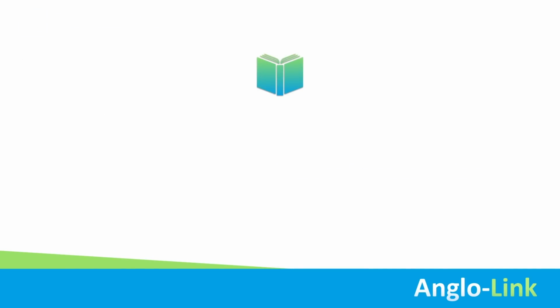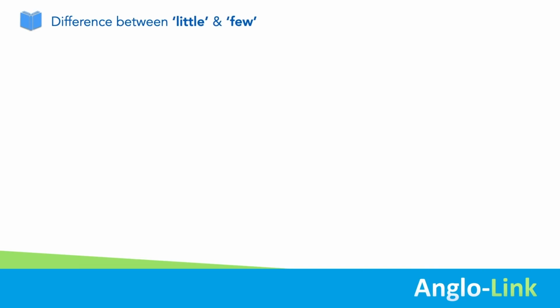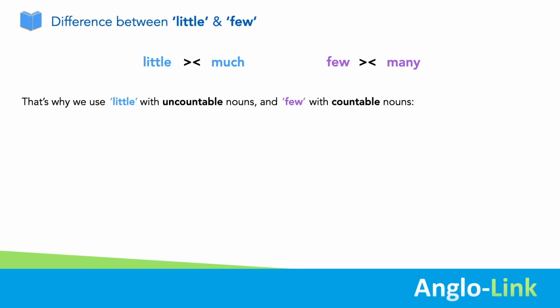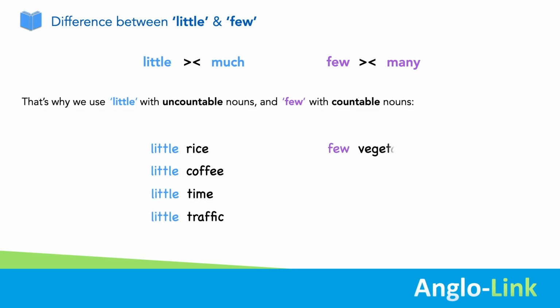Okay, let's find out why these are the correct sentences, by first of all looking at the difference between little and few. Little is the opposite of much. Few is the opposite of many. That's why we use little with uncountable nouns and few with countable nouns. For example, little rice, little coffee, little time, little traffic, but few vegetables, few questions, few children, few people. Remember that children and people are irregular plural nouns.